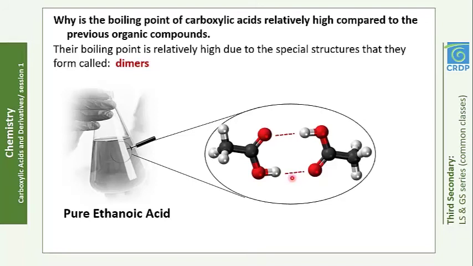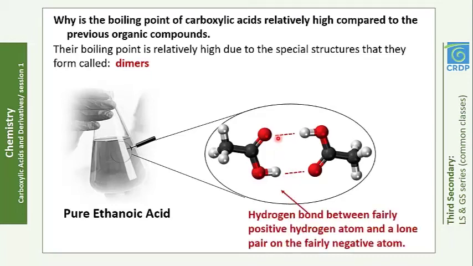They are stabilized by the formation of hydrogen bonds between the fairly positive hydrogen atom and the fairly negative oxygen atom of the other molecule. This hydrogen bond needs more energy to be broken, because they are 2, they need more energy to be broken than other organic compounds, and thus they have a high boiling point.